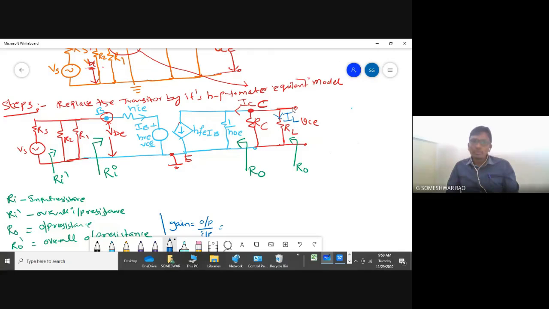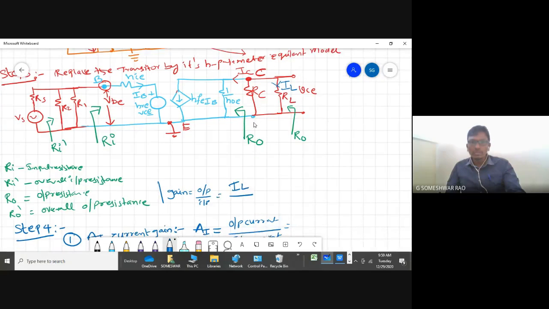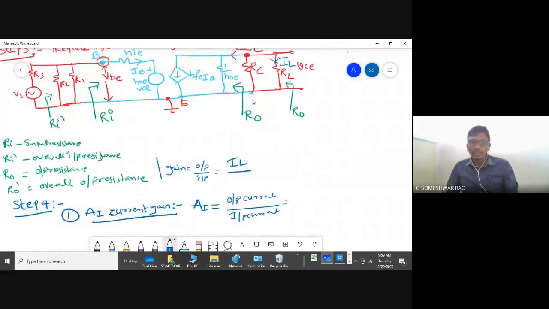Now what is the output current here? VC, voltage across collector and emitter, this is the output voltage. What will the output current be? IL divided by. Can you tell me what is the input current for this? What will the input current be for common emitter? IB. Very good. So IL by IB is your output current by input current. That means IL by IB.